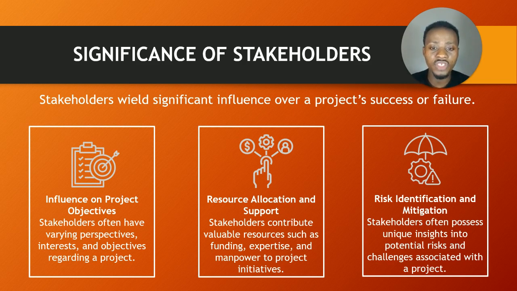Number two is resource allocation and support. For every project we embark on, stakeholders give us a good amount of support, and they contribute valuable resources such as funding, expertise, and manpower to the project initiative. The third one is risk identification and mitigation. When we have good stakeholders on our project, it helps us to quickly identify risks, and then we set up a process to mitigate those risks.